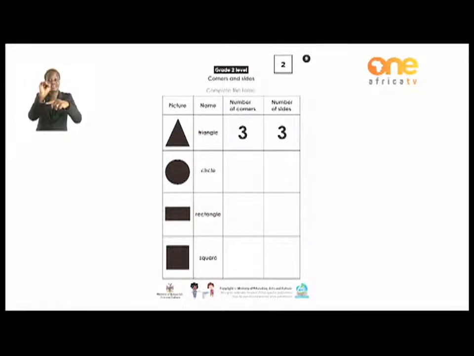So like I've explained to you on the previous page, you have to count the corners of a circle if it has. Then you indicate for me with a number how many corners a circle has, as well as how many sides a circle has. And then we move over to the right angle. You also do the same as for the triangle. You count the sides as well as the corners, and then you indicate it in the boxes provided for you. Same also for the squares as well. All of these ones are called the 2D shapes.